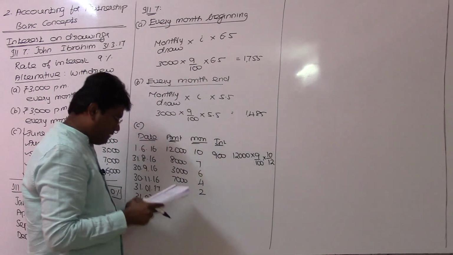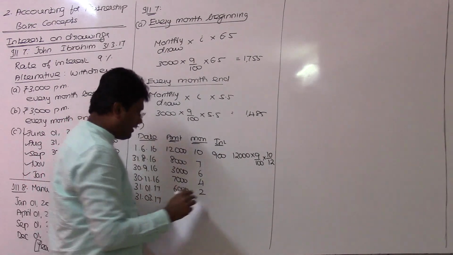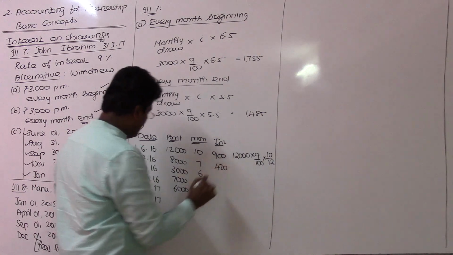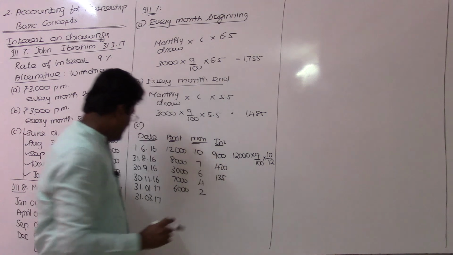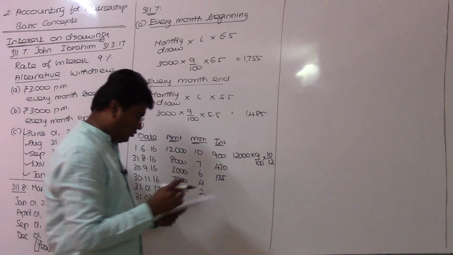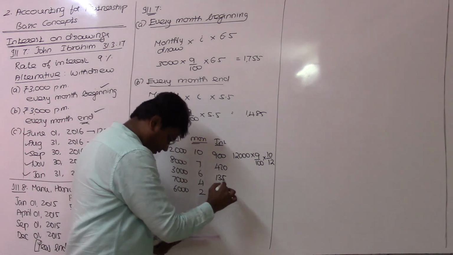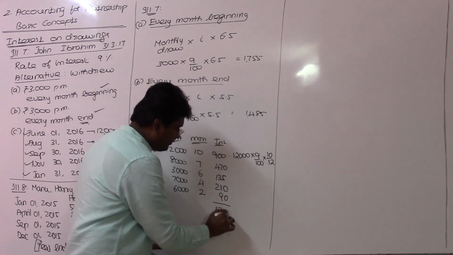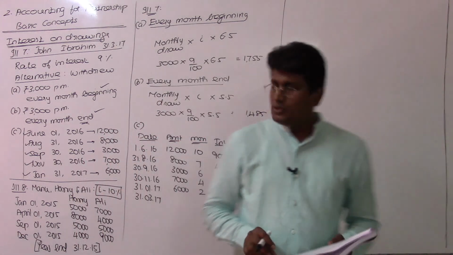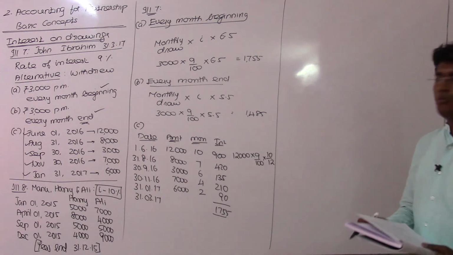If you repeat the same way for the 7 months, if you calculate, the value is 420, and then the third one will be 135, and then the next one will be 210, and here 90. The overall value is 1755. We got this. So illustration 7 is over.